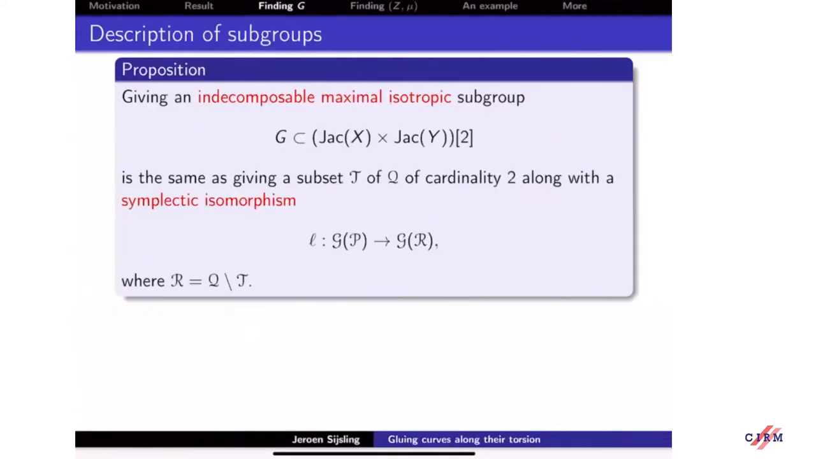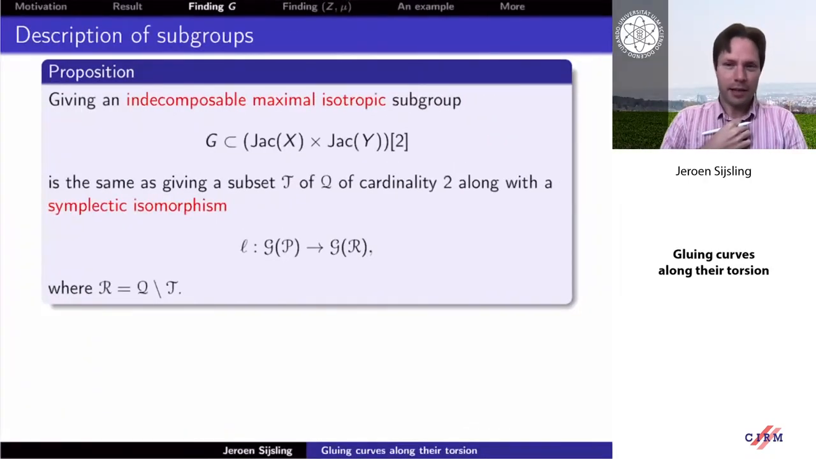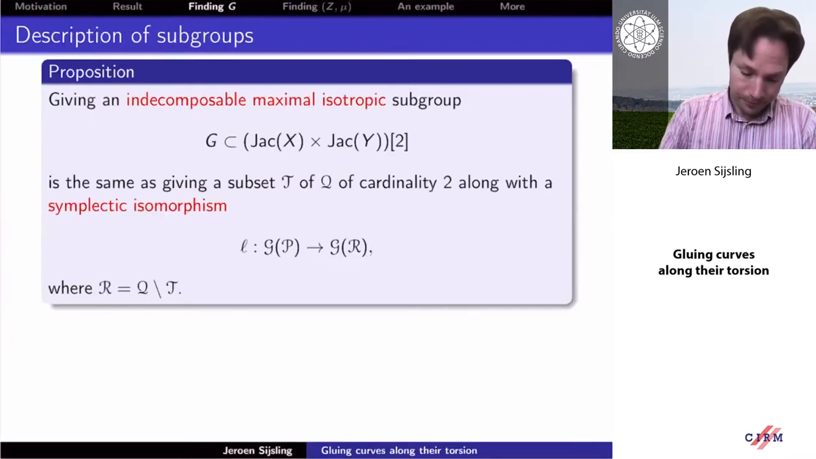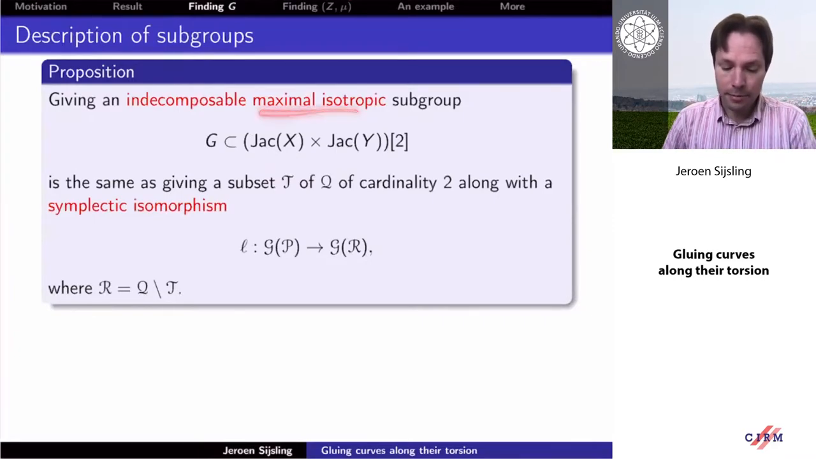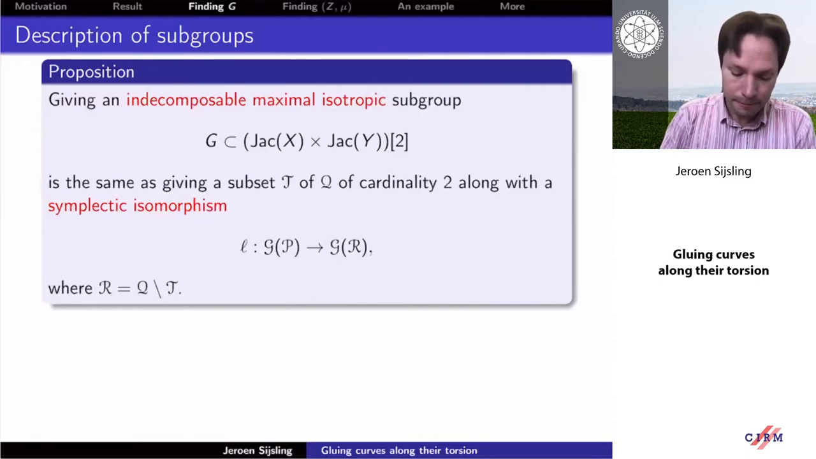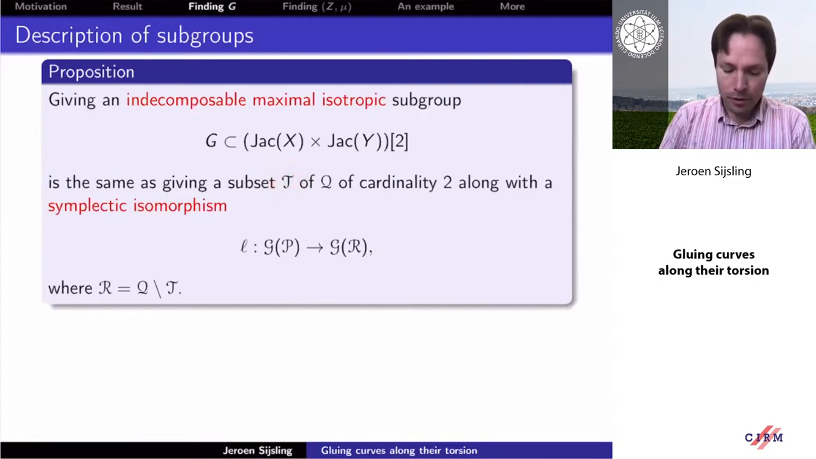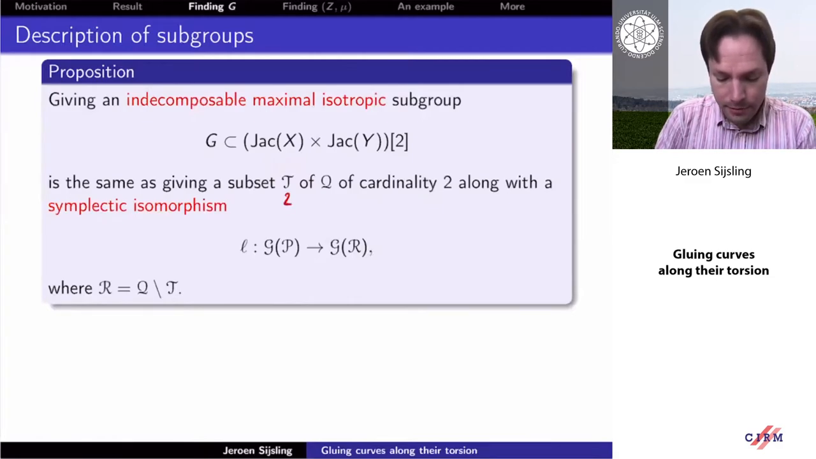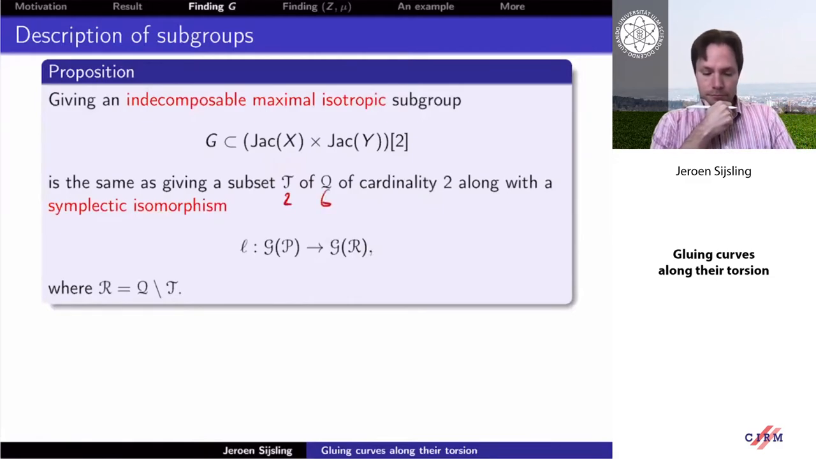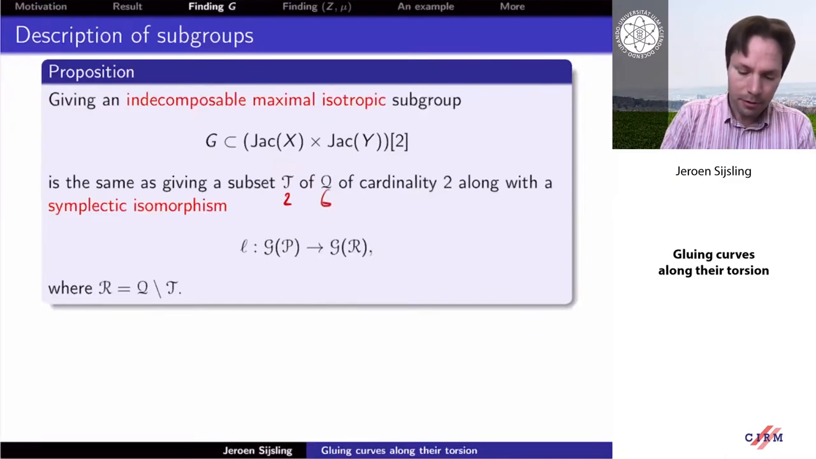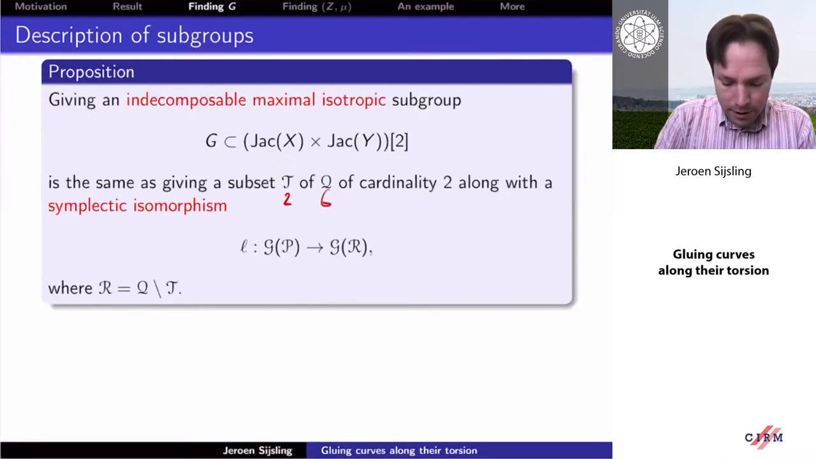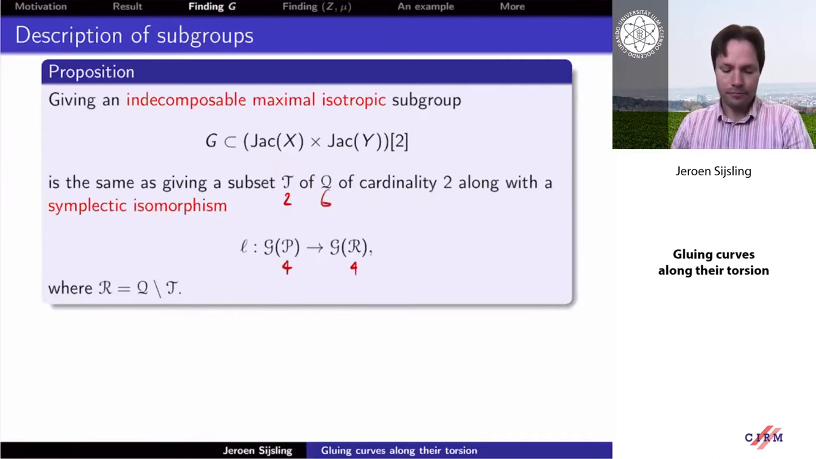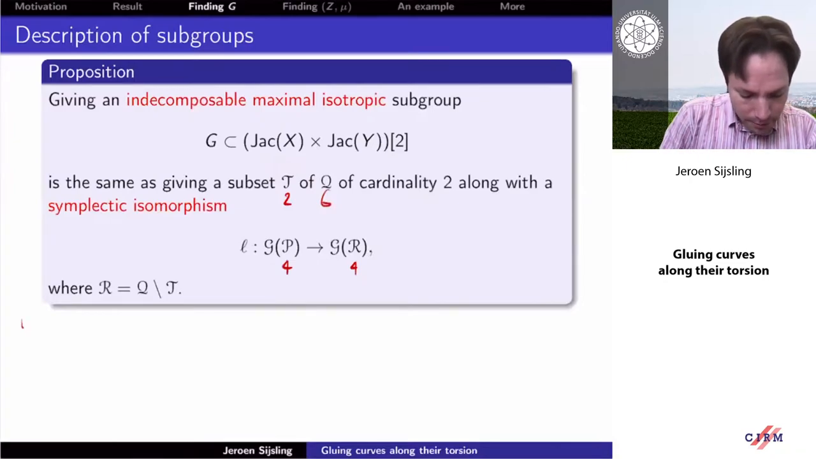Because now I can tell you, at least without the k-rationality bit, giving an indecomposable maximal isotropic subgroup of the two torsion, you can describe this in terms of the game that we just played. You have to take a subset T of these 6 points, so 2 points out of 6 for the genus 2 part. And you have to give a symplectic isomorphism between the group on these 4 points for the elliptic, or sorry, for the genus 1 curve and the 4 remaining points. And I'll briefly sketch how this goes.